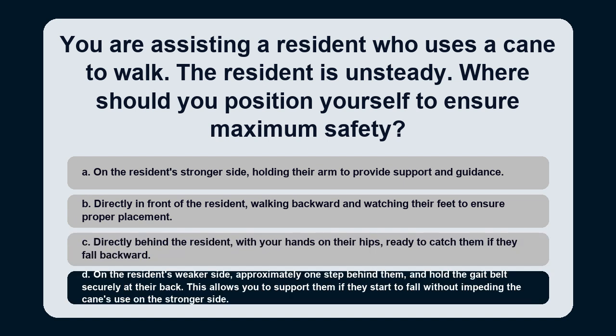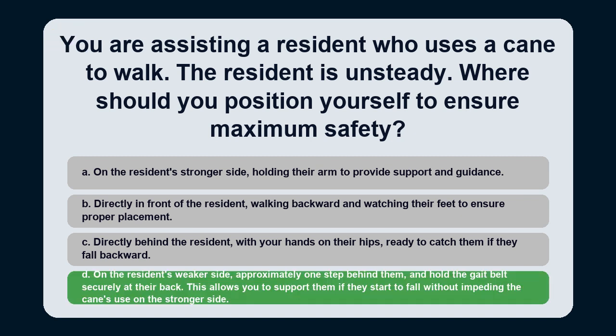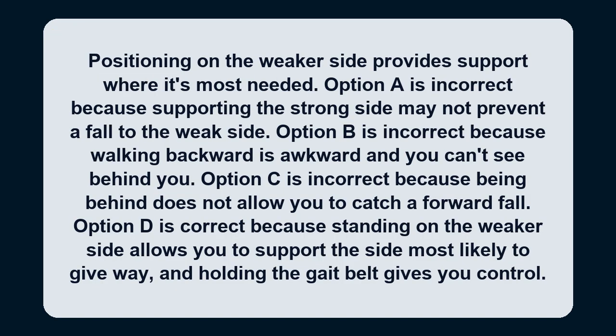Option D. On the resident's weaker side, approximately one step behind them, and hold the gait belt securely at their back. This allows you to support them if they start to fall without impeding the cane's use on the stronger side. The answer is D. Positioning on the weaker side provides support where it's most needed.